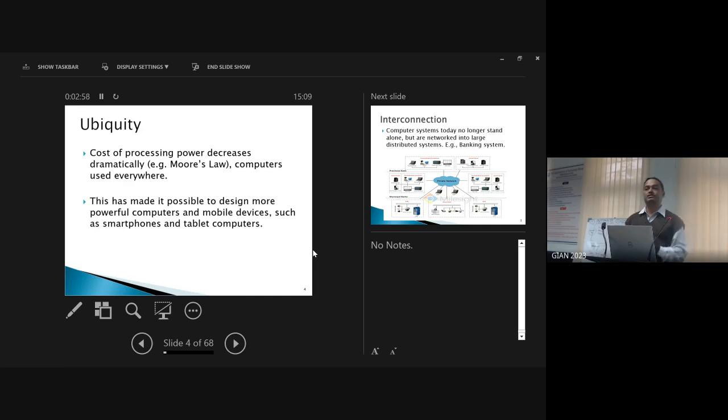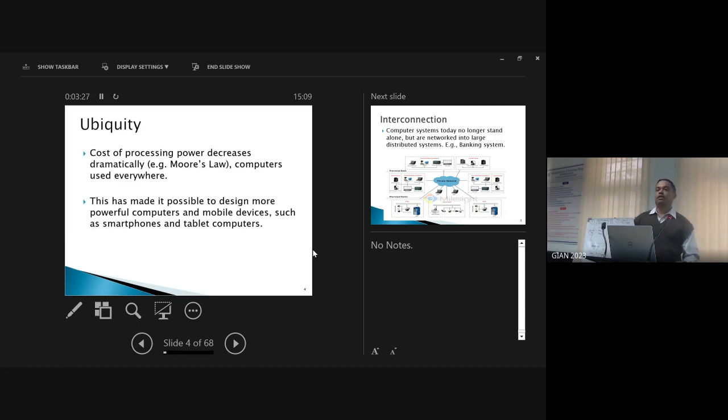So you won't find the carburetor anymore. Computer systems are everywhere because the cost of processing power has decreased dramatically, as said by Moore's law, that every 18 months the cost of computing power decreases. This has made it possible to design more powerful computers than mobile devices such as smartphones and tablet computers available.